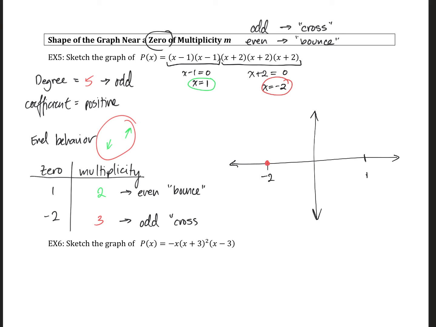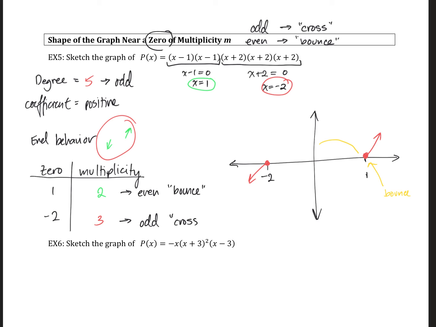So from these ends, the first one will go down, and in the very end, it's going to go up. That much I know. Now we need to decide what happens in between. Well, for the 0 of 1, we know that this is supposed to bounce, which means it shouldn't be coming from below. It should be coming from above.